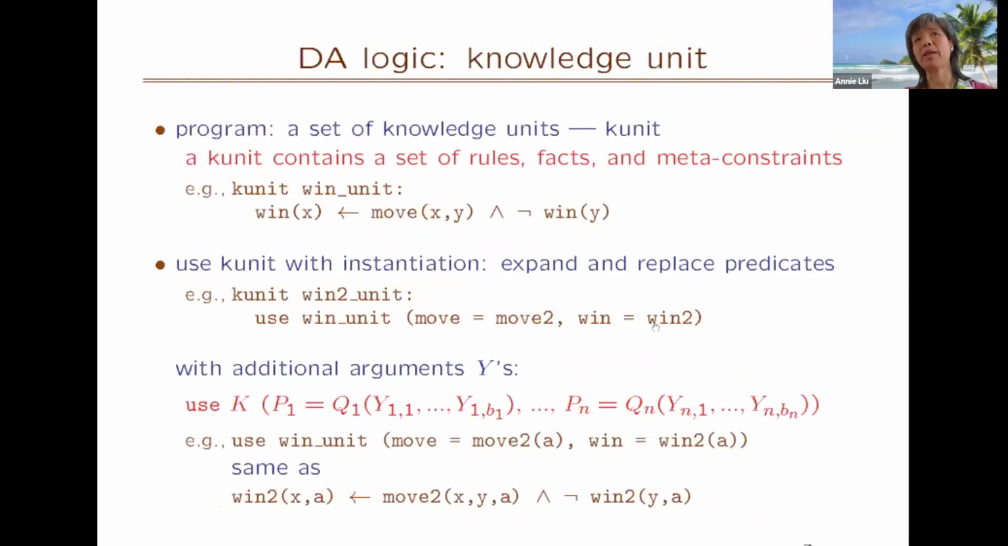And additionally, you can even have additional arguments, not just binding one predicate to another. So this is an example. You use the win unit, but you can pass in an additional argument A here. So this is the win rule, except you have an additional argument for each of the atoms in here.